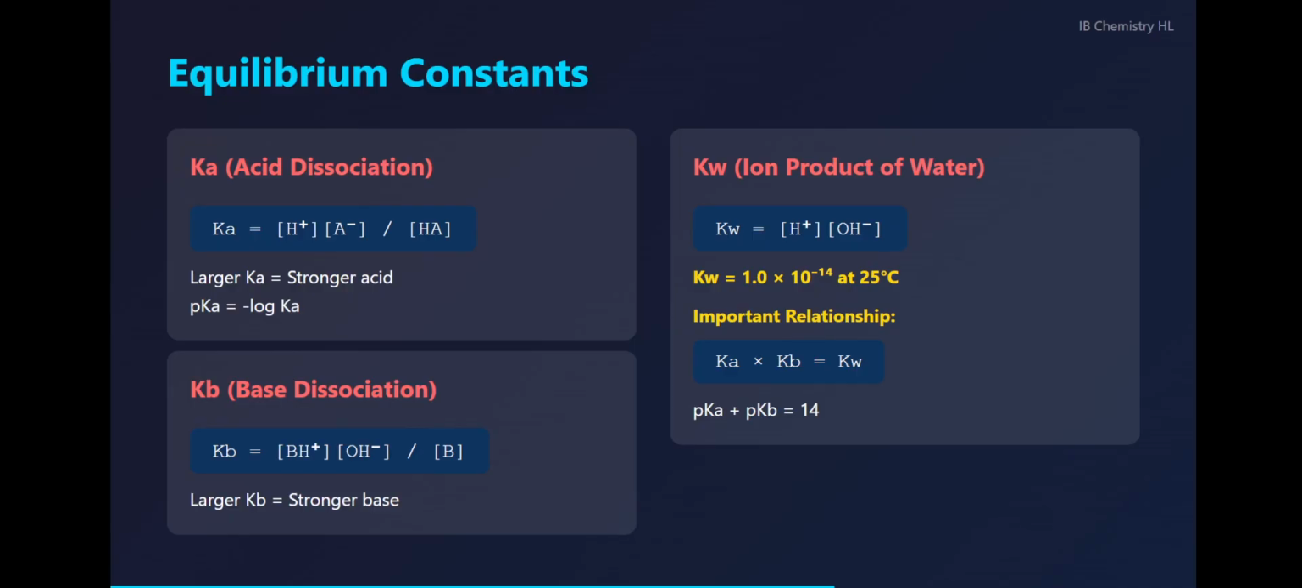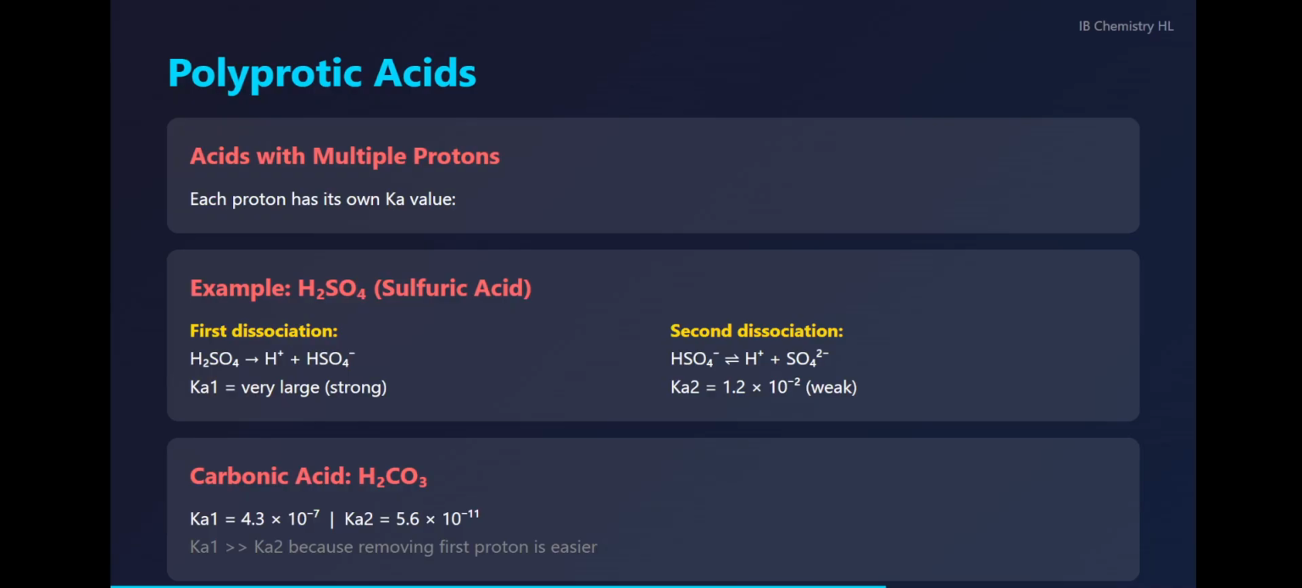The relationship pKa plus pKb equals 14 also holds. For polyprotic acids, each proton has its own Ka value, with Ka1 being much larger than Ka2. Understanding these constants helps predict the strength of acids and bases and their position in equilibrium.